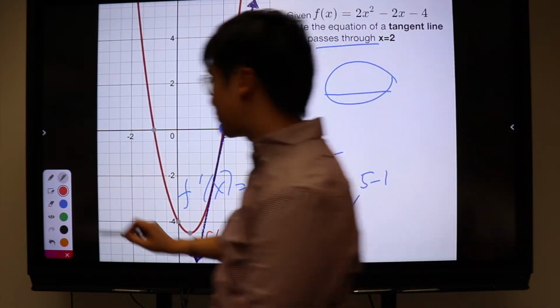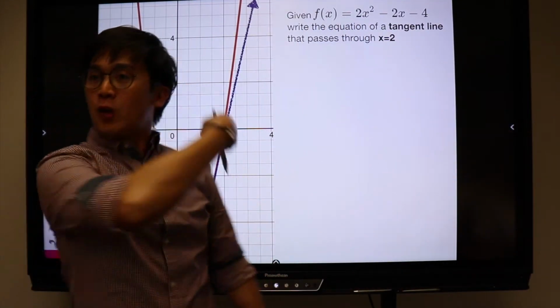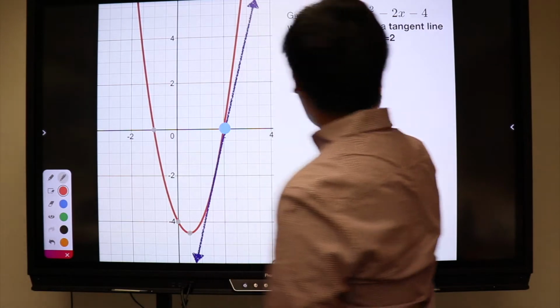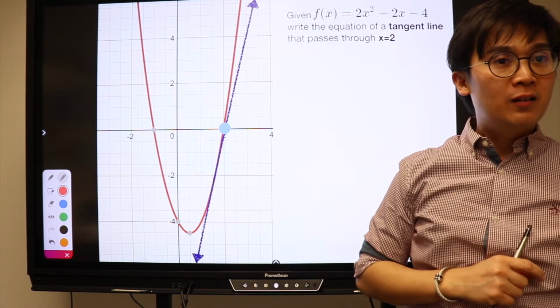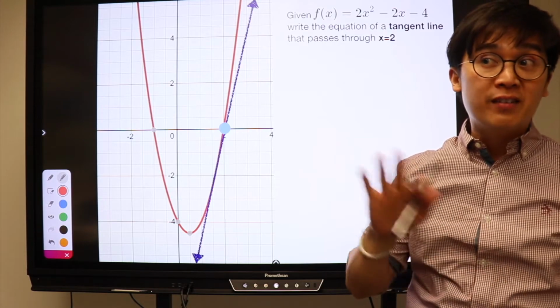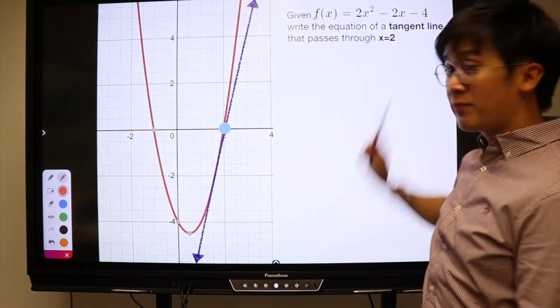So, going back to this problem, we already know the answer to this problem, right? Can you please use the new derivative rule without using the formula, the limit formula, to solve this problem?